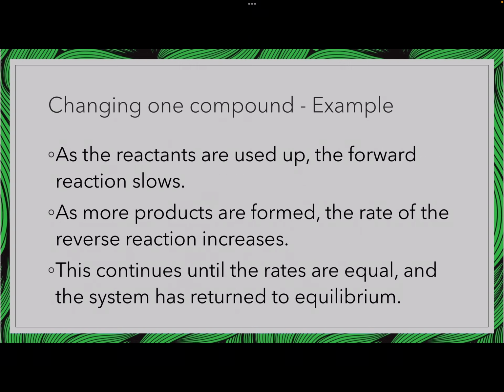How does it do that? Well, as the reactants are used up, the forward reaction slows. As more products are formed, the rate of the reverse reaction increases, and then it comes to a new equilibrium. We get to a new point where the forward and reverse reactions are equal. They're not necessarily going to be at the same position they were before because we've changed the equilibrium system, but they will still be equal.